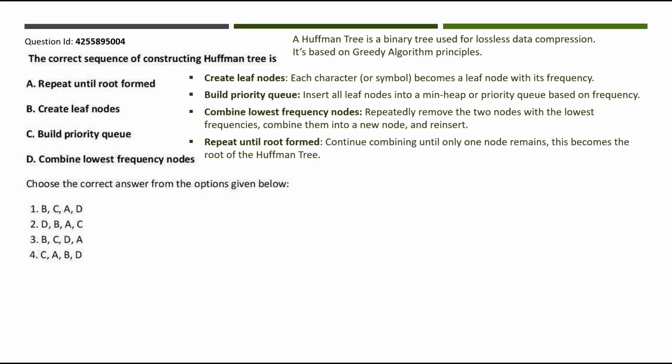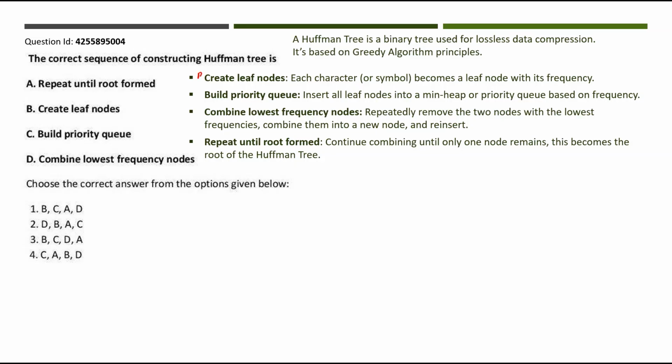Now what are the sequence of steps? First we have to create leaf nodes. Each character or symbol becomes a leaf node with its frequency. So a set of nodes will be given with a frequency, with a value. You have to create leaf nodes for them. Then go for building a priority queue.